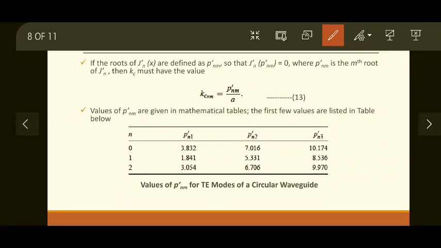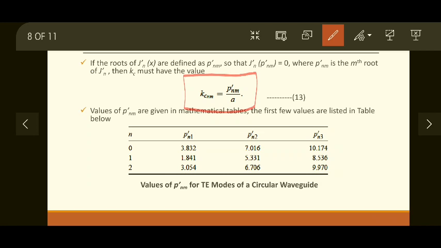So how to find the derivative of Bessel function? The roots of derivative of Bessel function are defined as p'nm. So Z'n(p'nm) is equal to 0, where p'nm is the mth root of derivative of Bessel function, and kc must have a value. kcnm is given as p'nm/a.